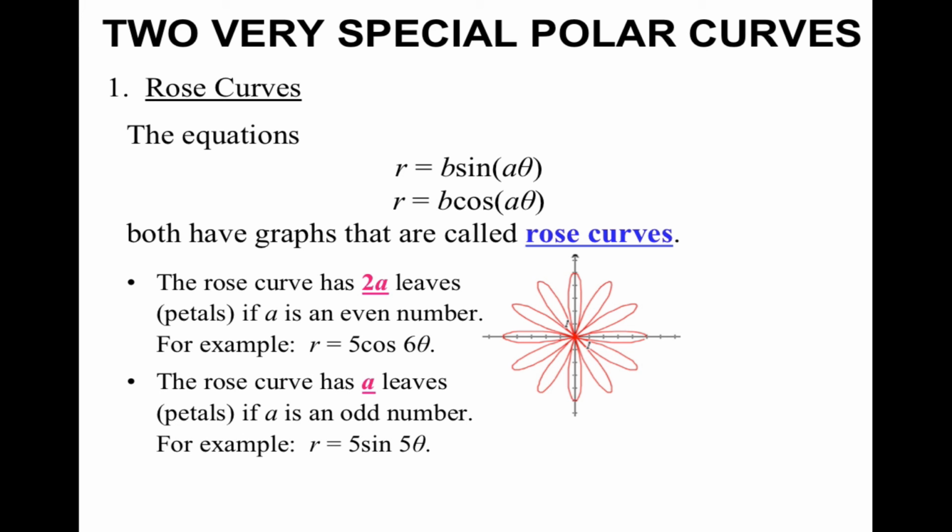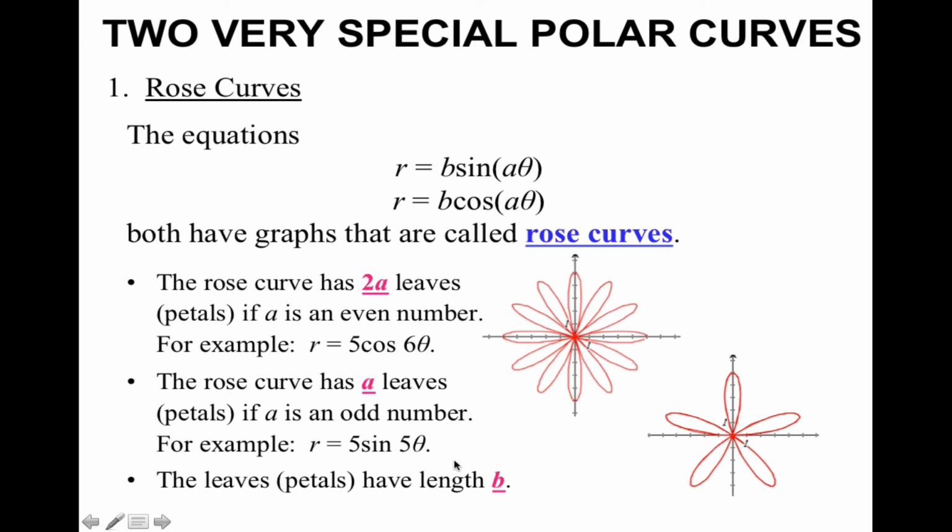Now, the rose curve has a leaves, petals, if a is an odd number. So for example, if we have 5 sine 5 theta, that just means it has 5 petals. And the leaves or petals have lengths of b because that helps us get your radius length.